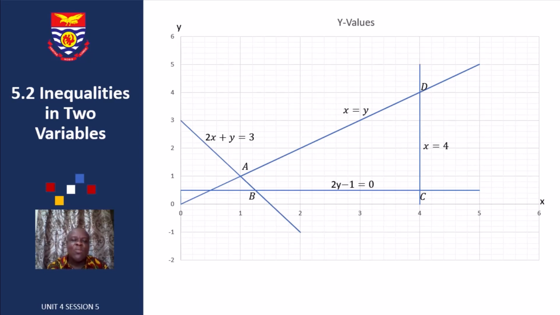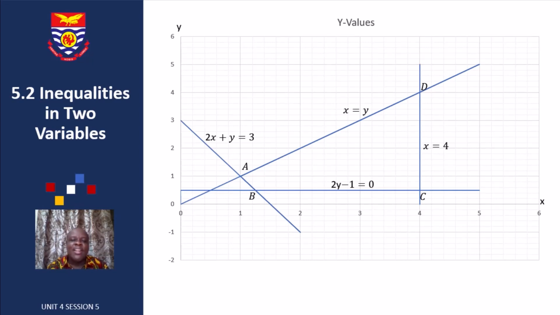The next one is 2y minus 1 greater than or equal to 0. And that is the line labeled 2y minus 1 is equal to 0. And it is a horizontal line that passes through 0.5 on the y-axis. The last one is x less than or equal to 4. And it is the line that has been labeled x is equal to 4. And that line is a vertical line passing through 4 on the x-axis.